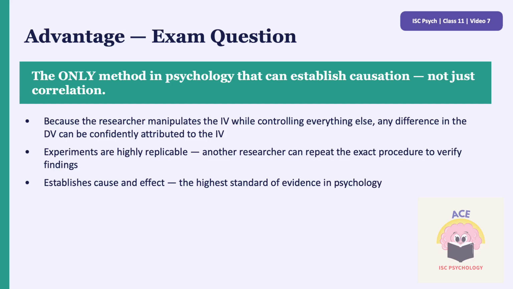Because the researcher manipulates the independent variable while controlling everything else, any difference in the dependent variable can be confidently attributed to the independent variable. This is something no other method can achieve.